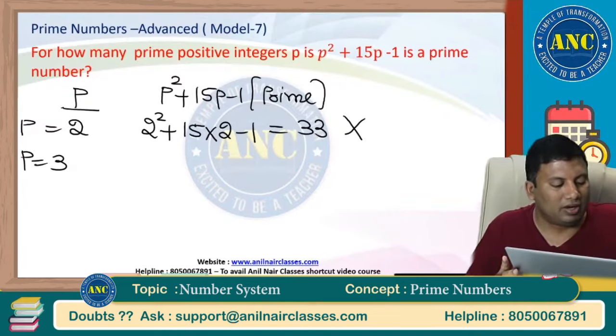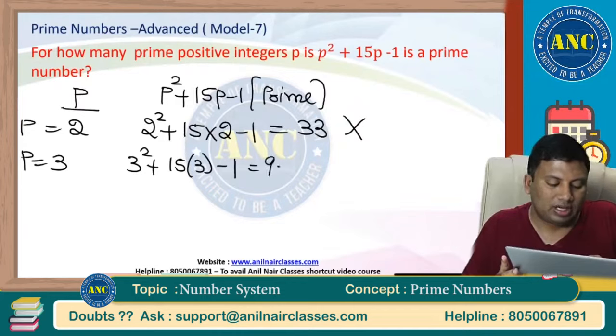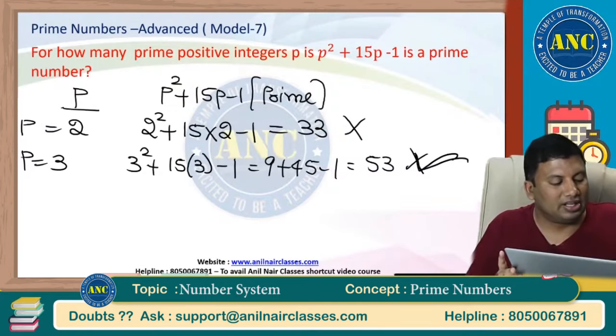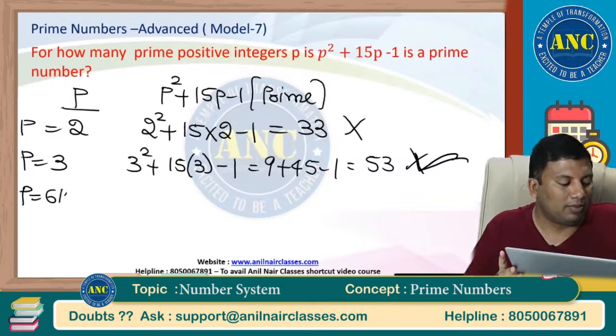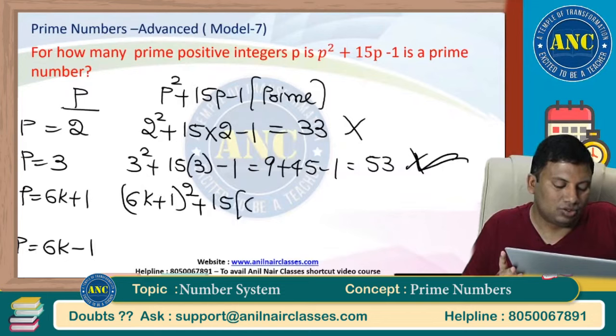If p equivalent to 3: 3 square plus 15 into 3 minus 1. 9 plus 45, minus 1. 54 minus 1, 53. It is a prime number. Any prime number greater than 3 is either 6k plus 1 or 6k minus 1. Take 6k plus 1 whole square plus 15 into 6k plus 1 minus 1.